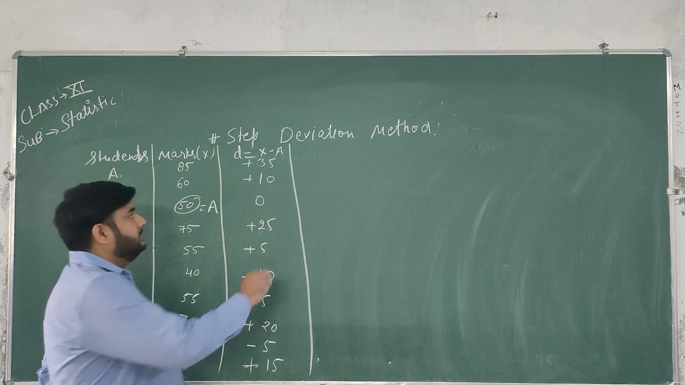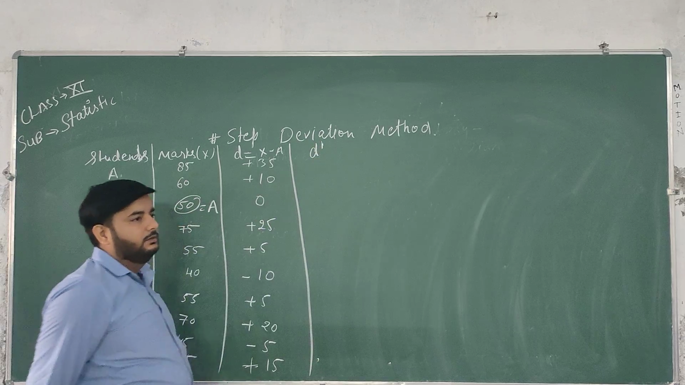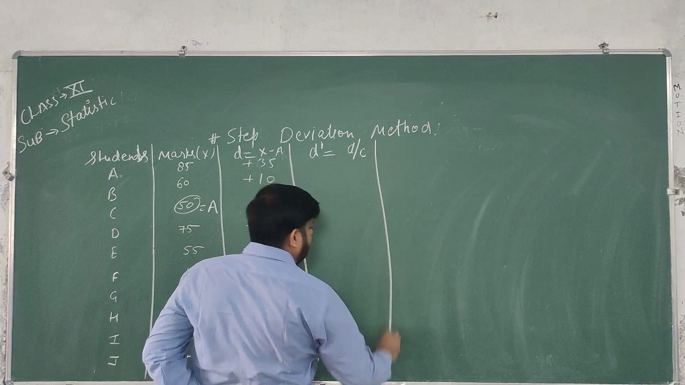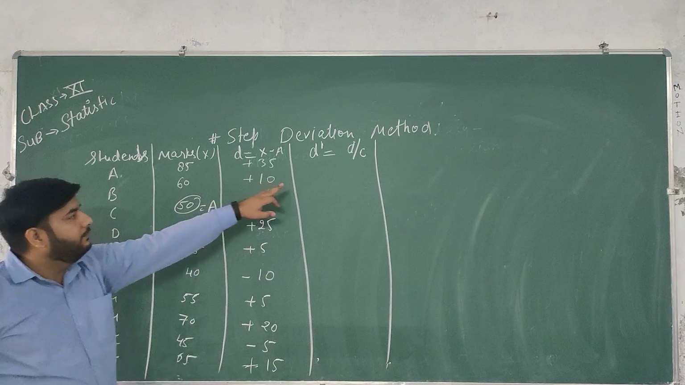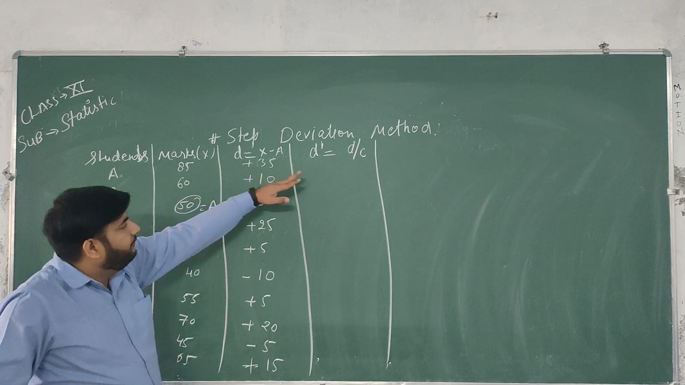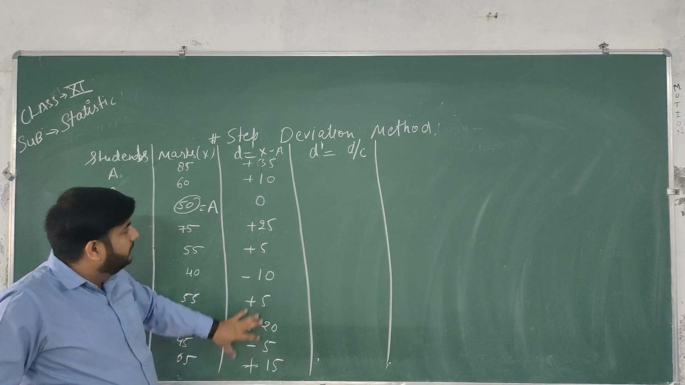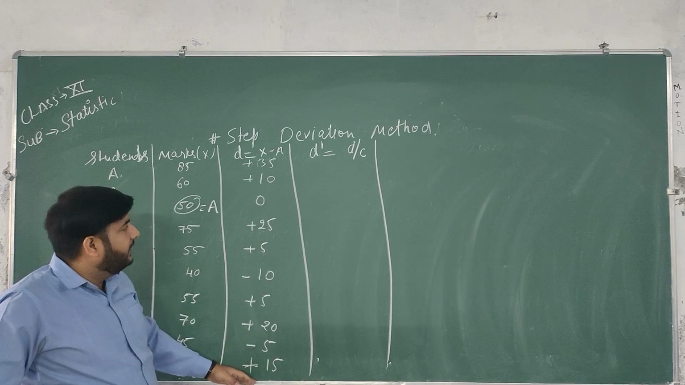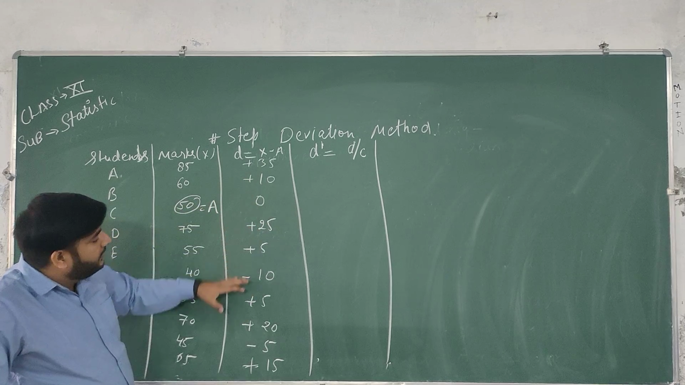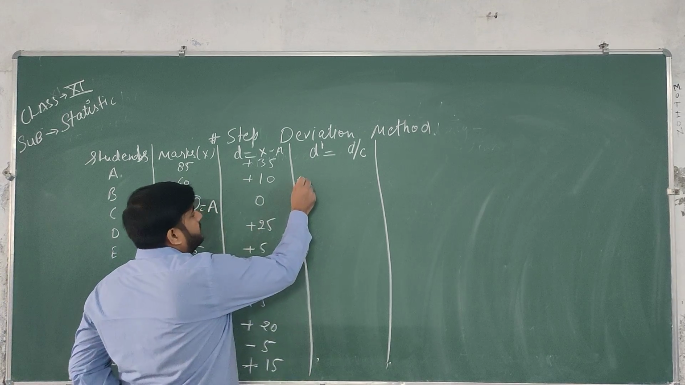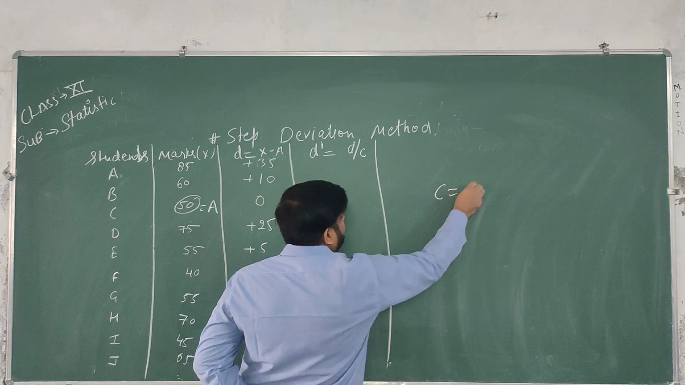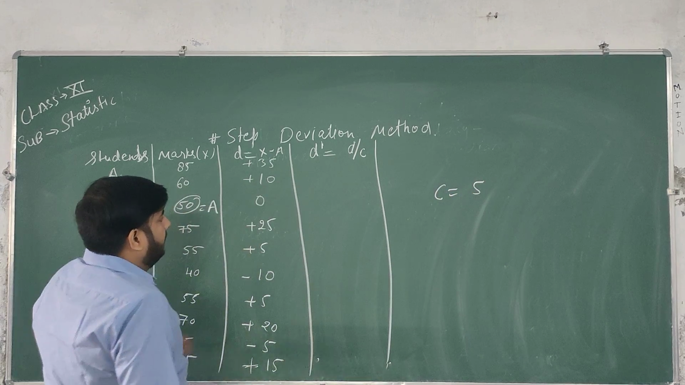Now the next step is D dash. How do we calculate D dash? D divided by C. That is, we divide the amount in our D column by C. C is a common factor. How is the common factor found? We can take the HCF of the given numbers, or we assume the common factor that comes out, which is 5. So first, how we calculate 35: the common factor is 5.